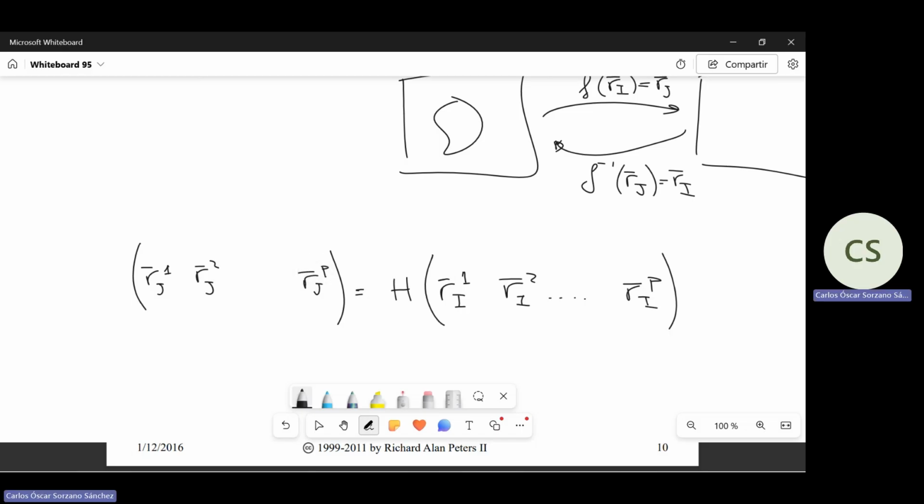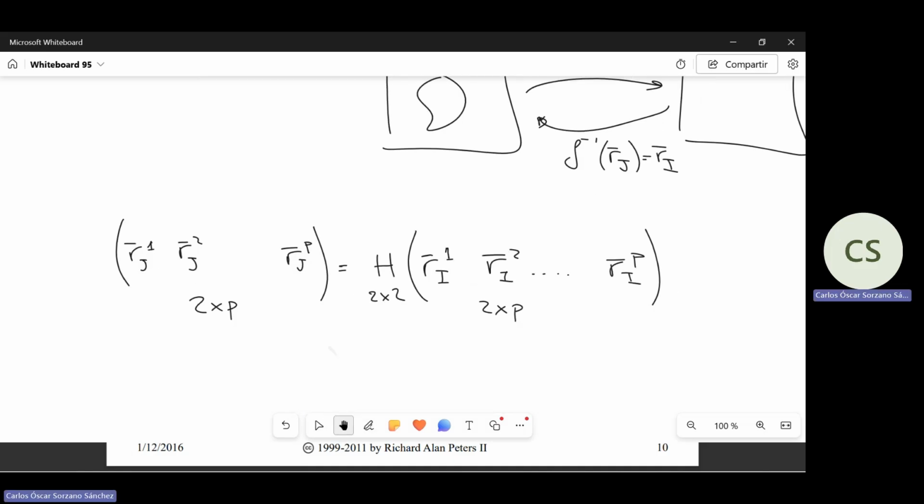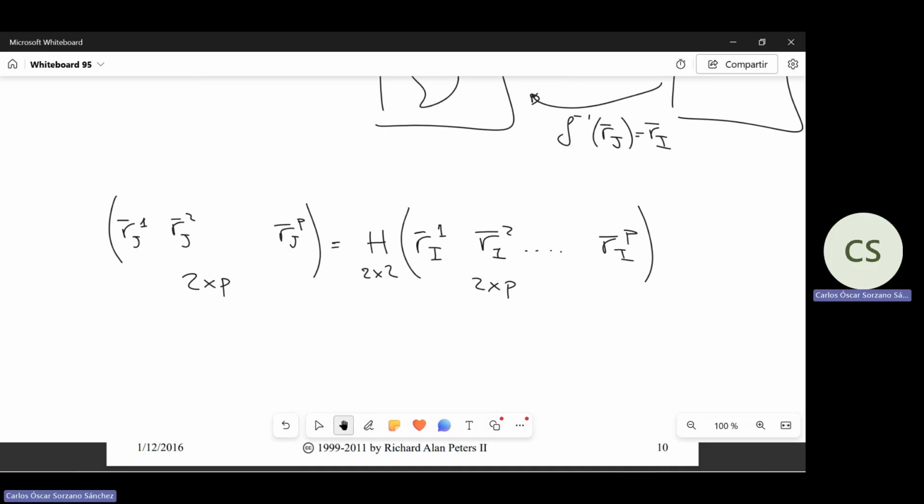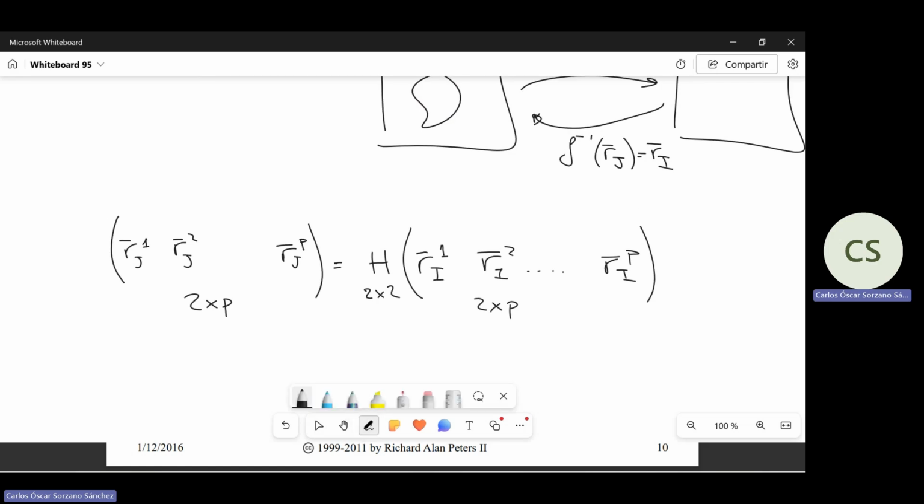So we have a matrix here. So this matrix is of which size? We have 2 columns and p rows. So it is 2 times p. This is 2 times 3. And this is 2 times 2. So now we can solve for h. And for h, let's call this matrix the matrix Rj. Let's call this matrix the matrix Ri.